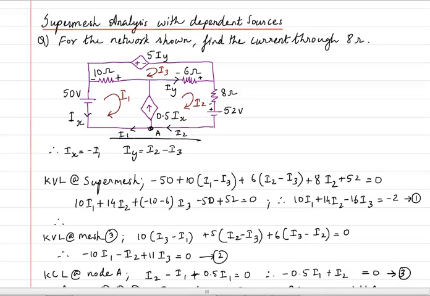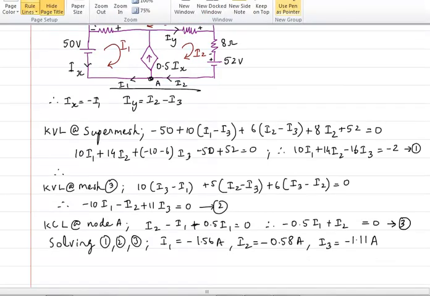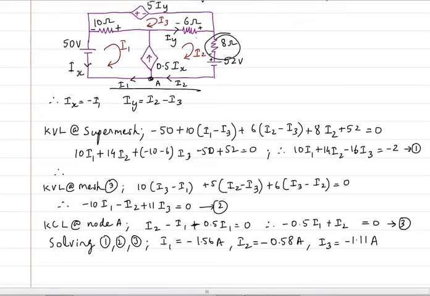The question is asking to find the current through the 8 ohm resistor. What is the current through the 8 ohm resistor? Here we have already drawn the 8 ohm resistor, and the current flowing through it is I2. So without wasting much time, I can write that the current through the 8 ohm resistance is I2 itself, which is minus 0.58 amperes, and that is the solution.